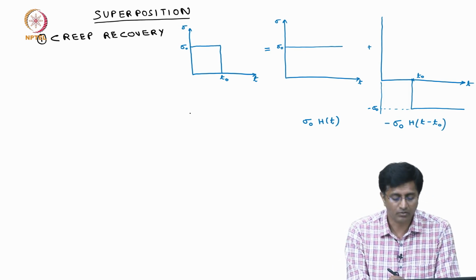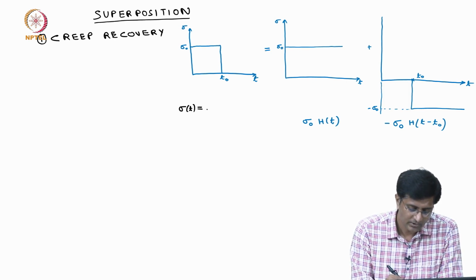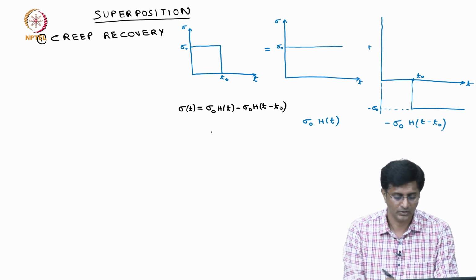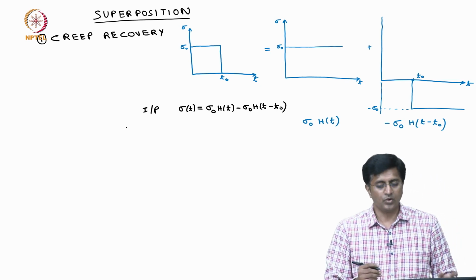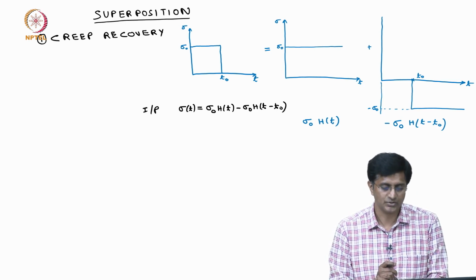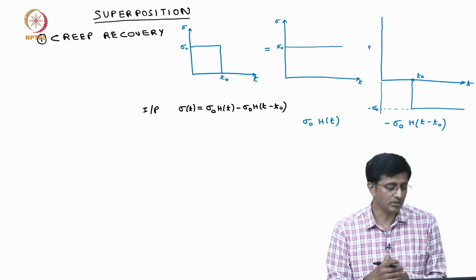So, the creep recovery load can be written as sigma of any time t, given as the first step function, which is sigma naught h of t, minus the second step function, which is sigma naught h of t minus t naught. This will be our input. So, individually we know the responses of each of these step functions. So, we can use that solution and superpose to get the response to the creep recovery.